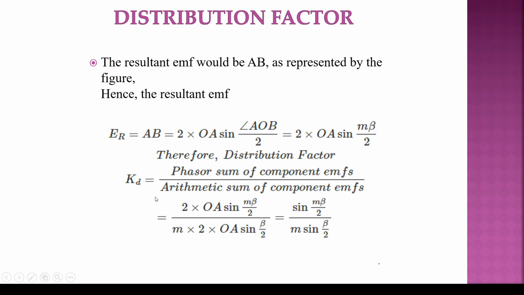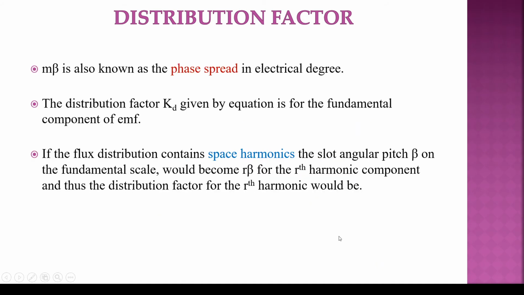So distribution factor KD is equal to what? Phasor sum of component EMFs divided by arithmetic sum of component EMFs. The phasor sum of component EMFs we got is 2 into OA sin M beta by 2, divided by the arithmetic sum of component EMFs, which will be M into 2 into OA sin beta by 2. So finally the distribution factor KD is equal to sin M beta by 2 divided by M sin beta by 2. M beta is known as phase spread in electrical degrees.